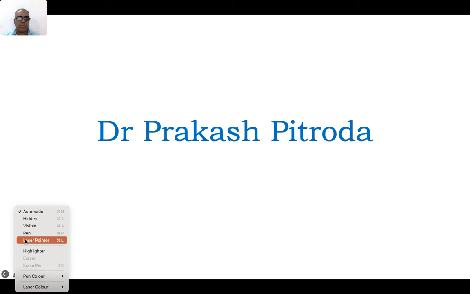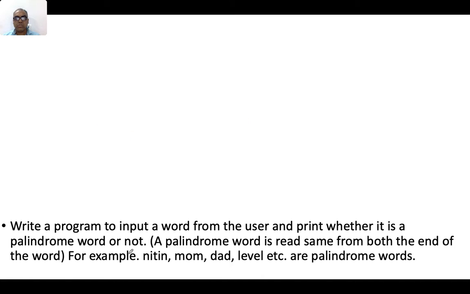This time we picked up a very simple program, a palindrome string. So the question is somewhat like this: write a program to input a word from the user and print whether it is a palindrome or not. A palindrome word reads the same from both ends of the word. For example, Nitin. If I say Nitin, from here it is also Nitin, from here it is also Nitin. That's called a palindrome word.